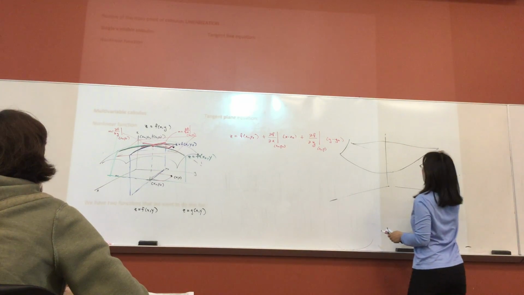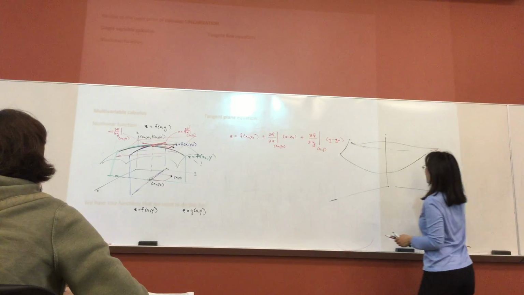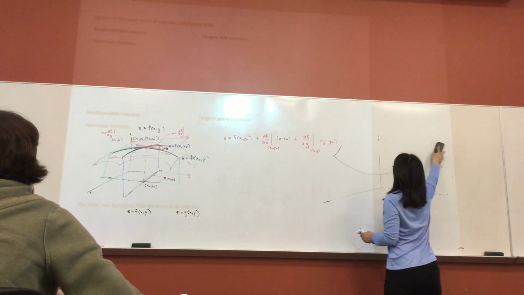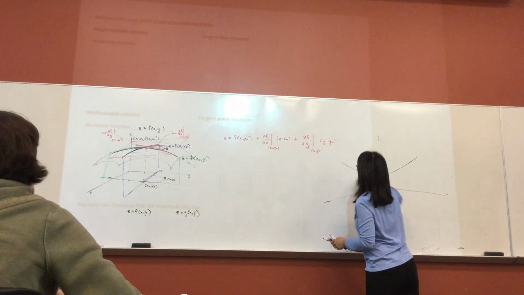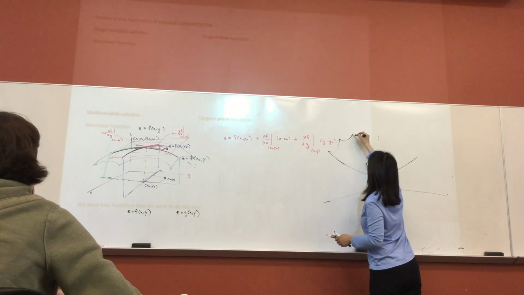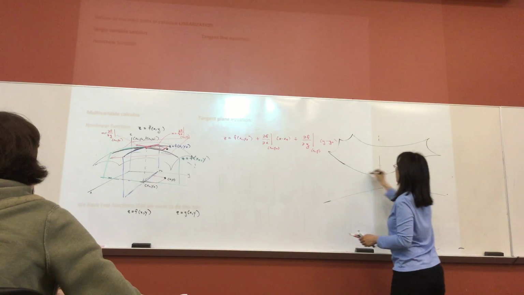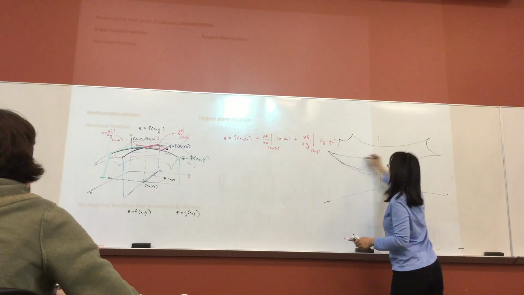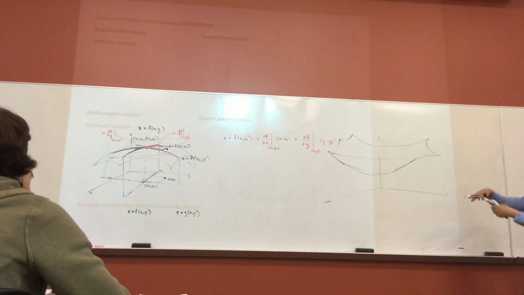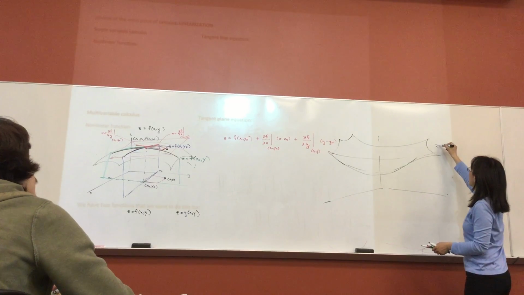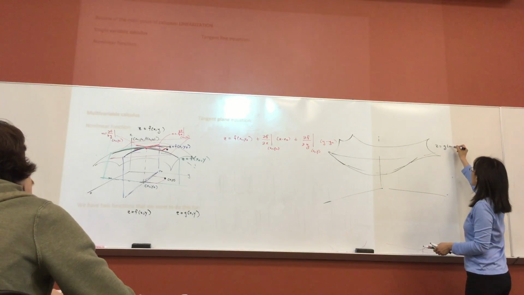It would be something like this. Let me draw some surface. Maybe the surface looks like this, maybe something like that, okay? So maybe that's the surface. So this is z equals g of x, y.